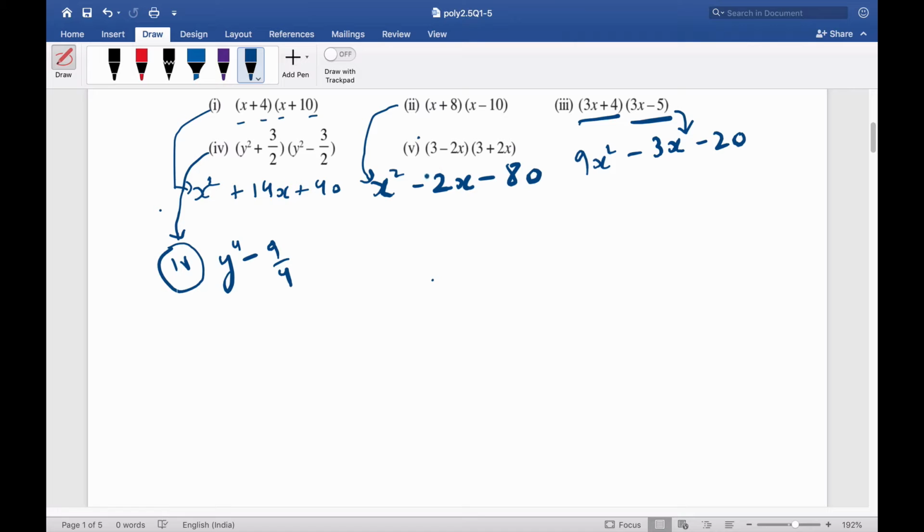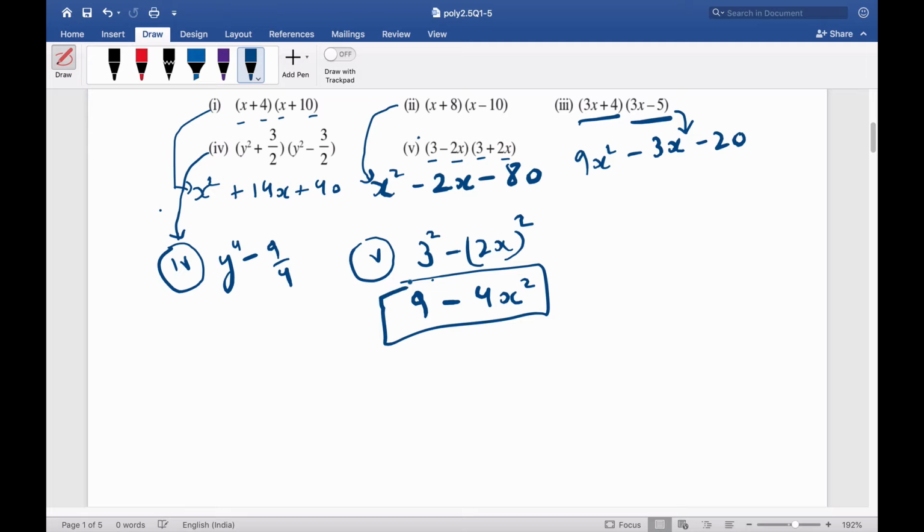Okay, so moving to part 5, I again have the same identity, x minus y into x plus y. It should give me x square minus y square. So simply we write 3 square minus 2x whole square, and it gives me 9 minus 4x square. So that's it. We have solved question number 1.